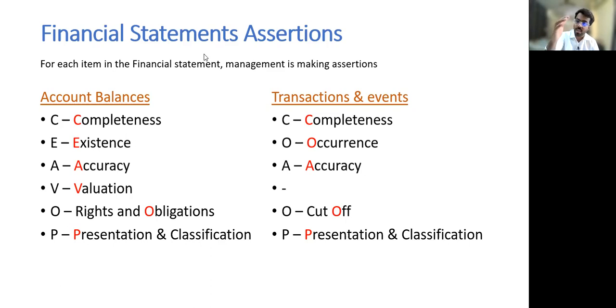For example, when you're checking that particular plant and machinery, what will be the closing value? It will be the historical cost minus depreciation. Now that amount of depreciation or the amount of historical cost is valuation. But when you're checking the subtraction of depreciation, that is checking for accuracy, as to whether they've calculated that subtraction correctly or not, whether they have done that arithmetical calculation correctly or not.